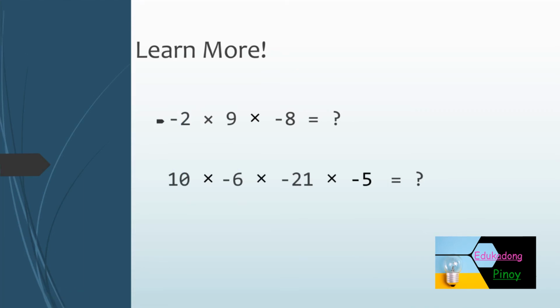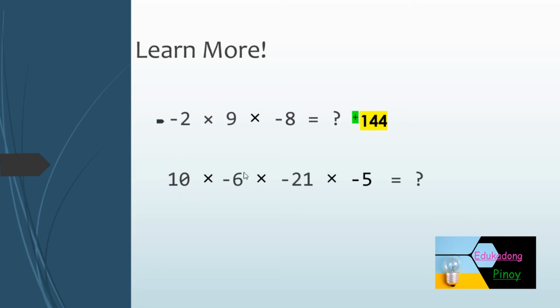Okay, what if we make it more complicated? Paano kung hindi dalawang integers lang? So as you can see here, we have 3 different integers. We have negative 2 times 9, which is a positive, times negative 8. So nung nag-aaral pa ako, ang ginagawa ko dito, step 1, minumultiply ko lang lahat yung numbers. So 2 times 9 times 8, ang sagot ay 144. And then negative times positive, negative, negative times negative, ang magiging sagot ay positive.